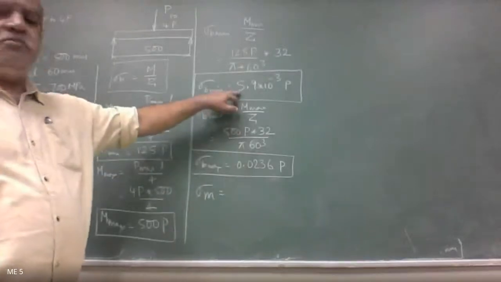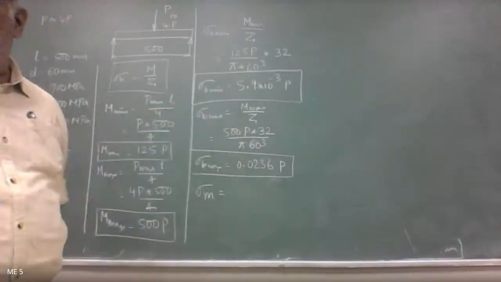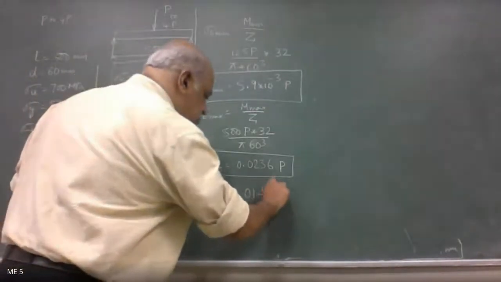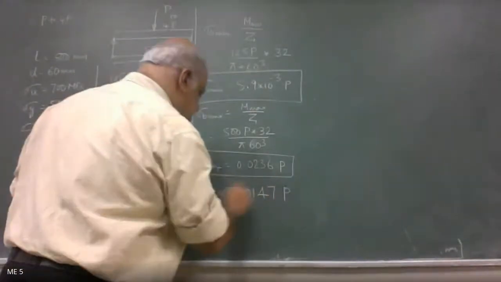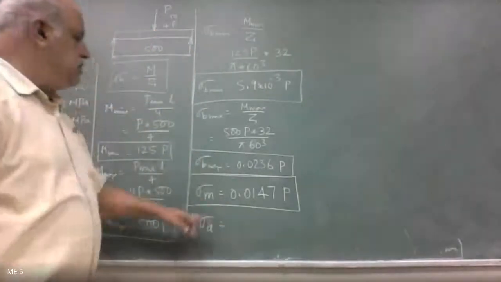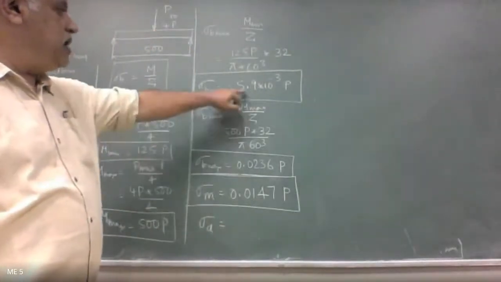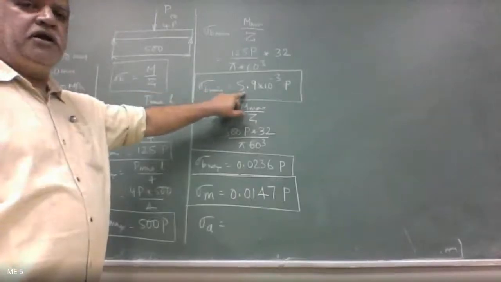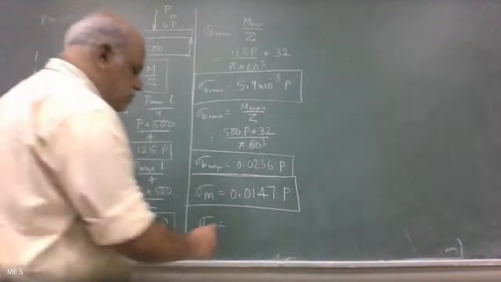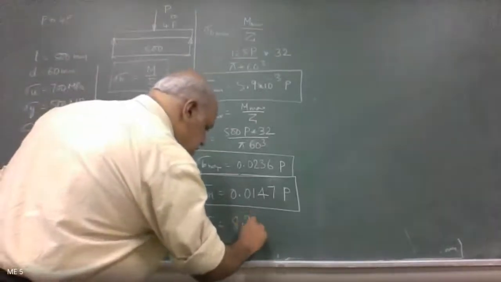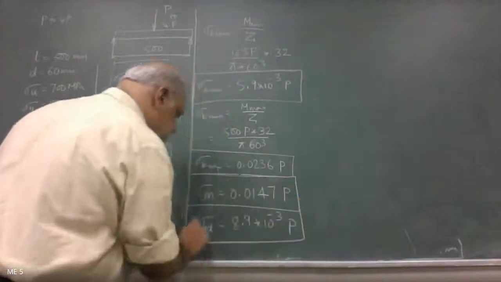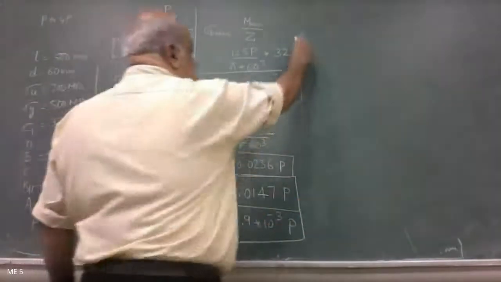So sigma max and sigma minimum, I got sigma mean to be equal to sigma max plus sigma minimum divided by 2, which gives 0.0147 P. This is mean stress. What is stress amplitude? That is sigma max minus sigma minimum divided by 2. What I got is 8.9 into 10 power minus 3 P.